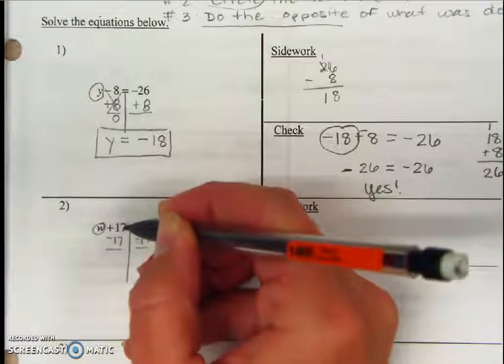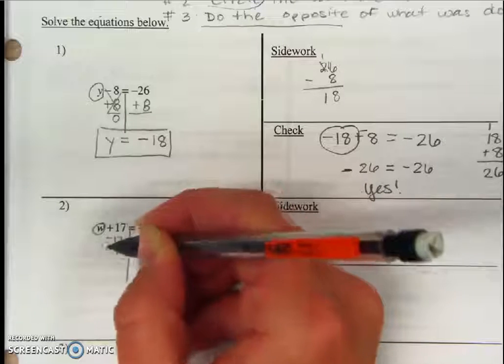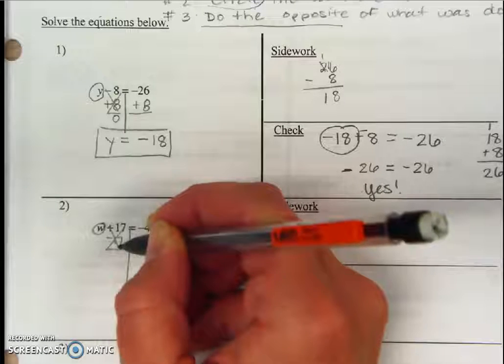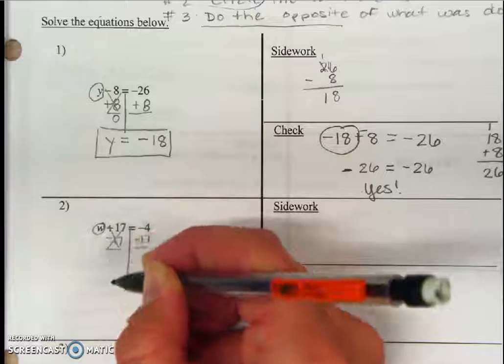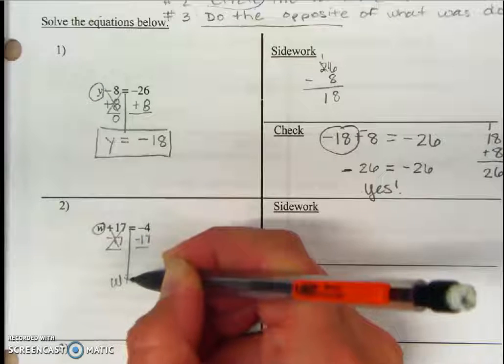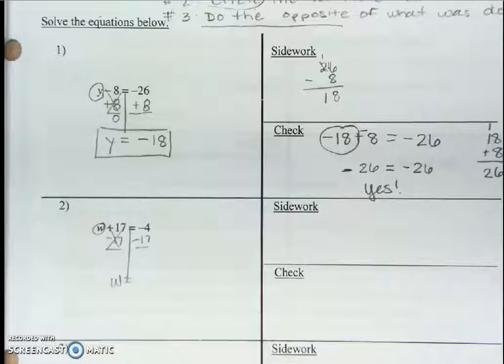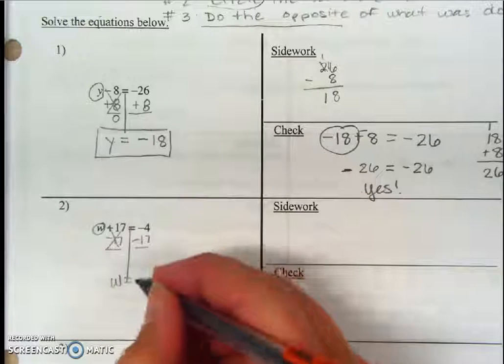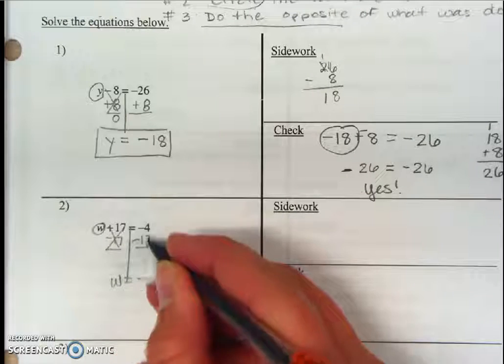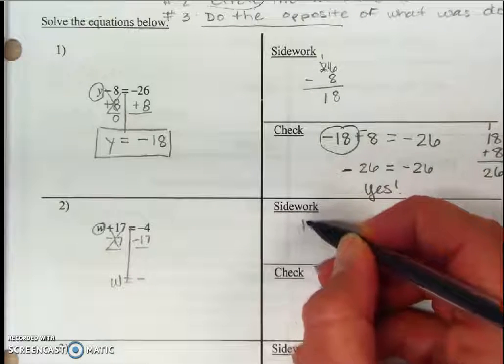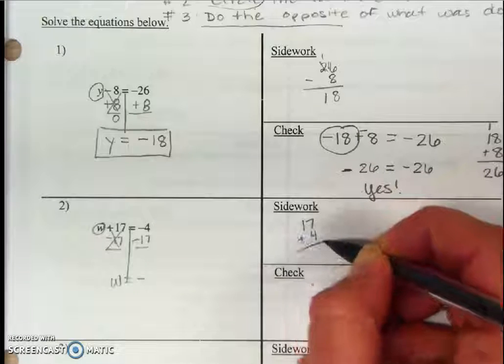Plus 17 minus 17 cancels out to 0. So all I have left to bring down is a W. I'm going to bring down the equal sign, and then I see what I have. I have -4 minus 17. These are both negative, so my answer is going to be negative, and since they're going to combine together, that means I add those numbers together.